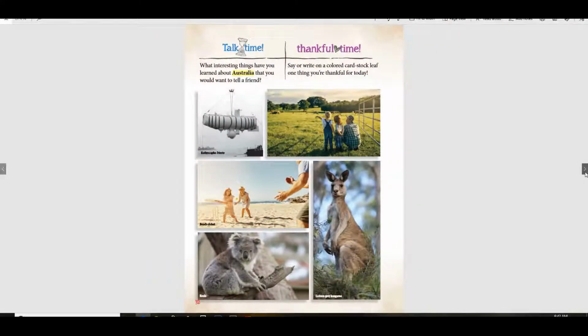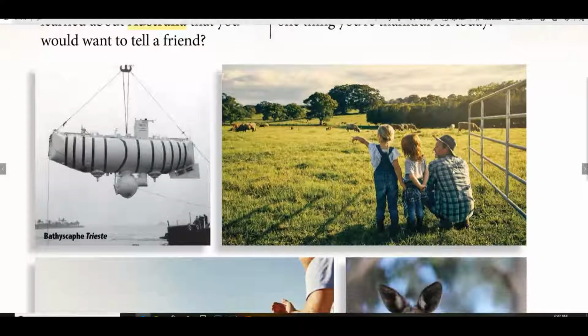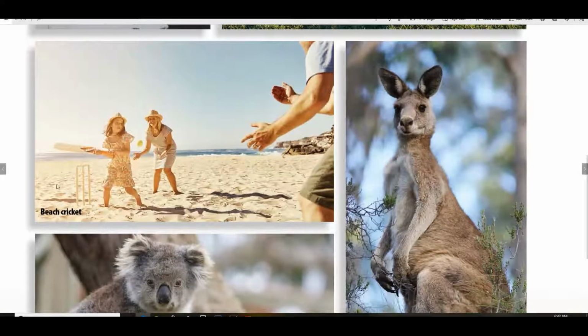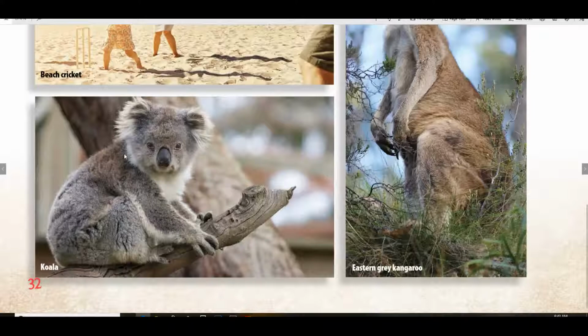Can you look at the next page? Now, look at all these pictures from Australia. You see this? Remember, this is a bathyscaphe. It's big, isn't it? They took it up out of the water. Here's a picture of a man and maybe his two daughters or granddaughters, and they're out looking at the pasture. Isn't that beautiful? Ooh, I'd like to go there. Let's look at these pictures. They're playing a game on the beach. It's called beach cricket. Looks like that's a paddleboard or something. They're hitting that ball. Looky here. That's a kangaroo. And here's a koala bear. These are in Australia.